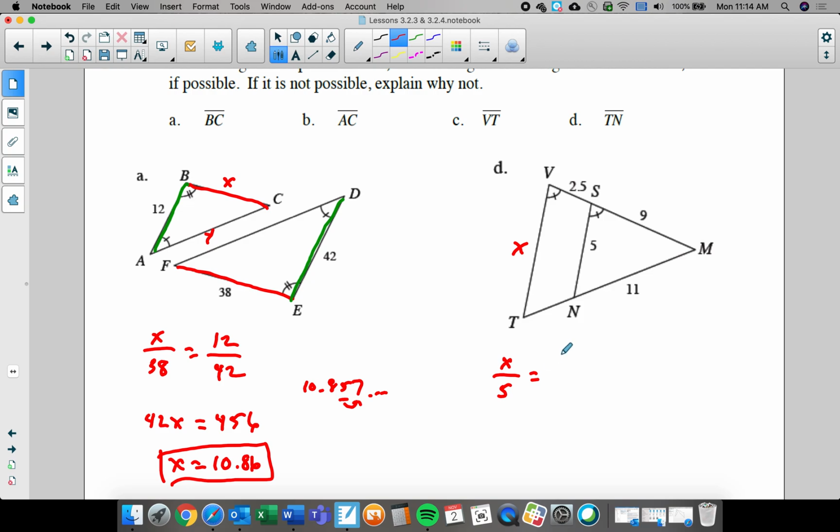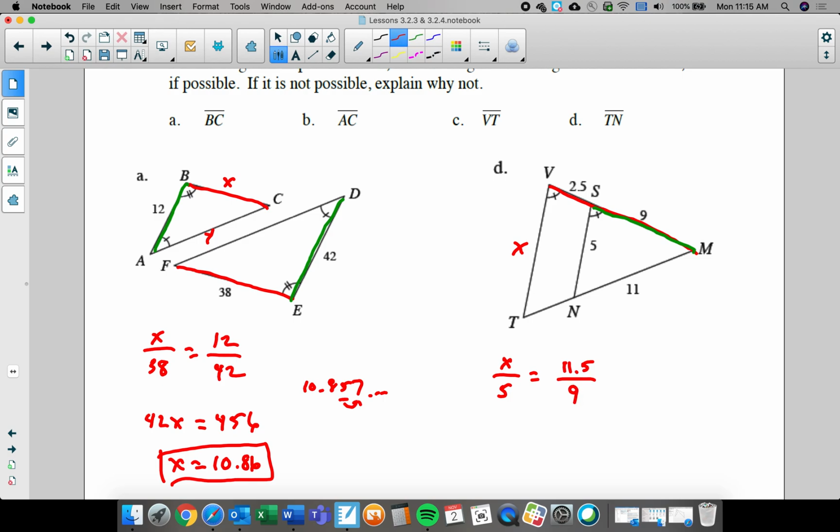That's why this 2.5 is in the picture right here, okay? Because I need to take this entire side length. That's the only reason that 2.5 is there. And so the entire side length is 11.5 over the corresponding piece from the smaller triangle, which is 9.